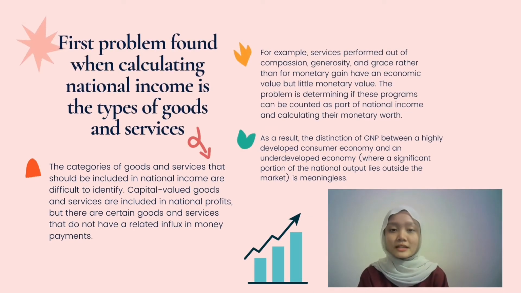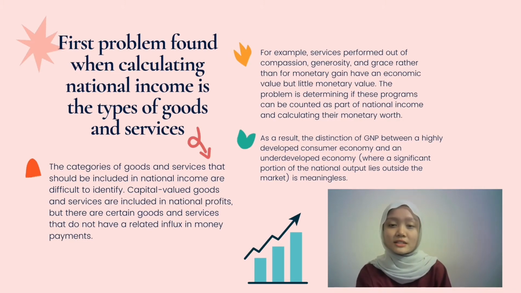The 5 problems encountered in calculating national income. The first problem found when calculating national income is the types of goods and services. The categories of goods and services that should be included in national income are difficult to identify. Capital valued goods and services are included in national profits, but there are certain goods and services that do not have a related influx in money payments.